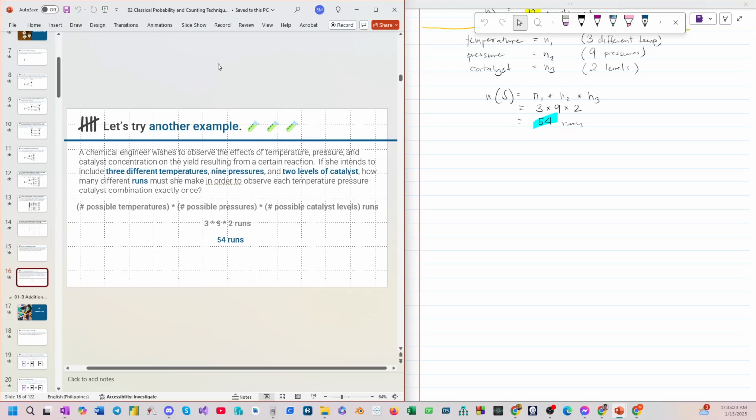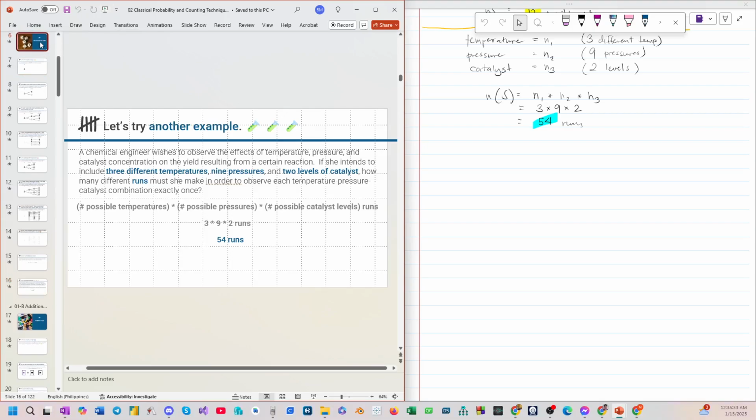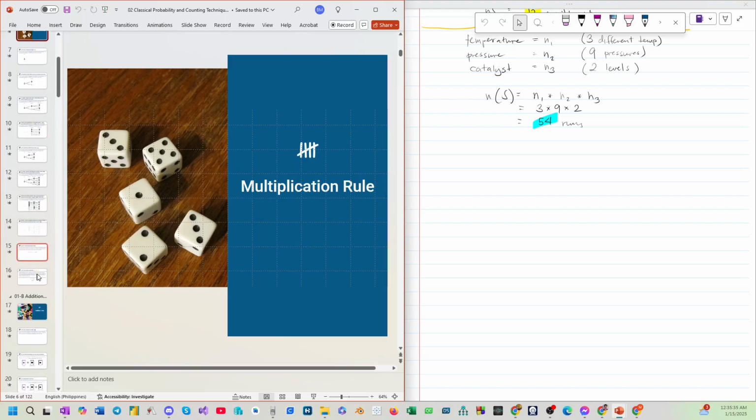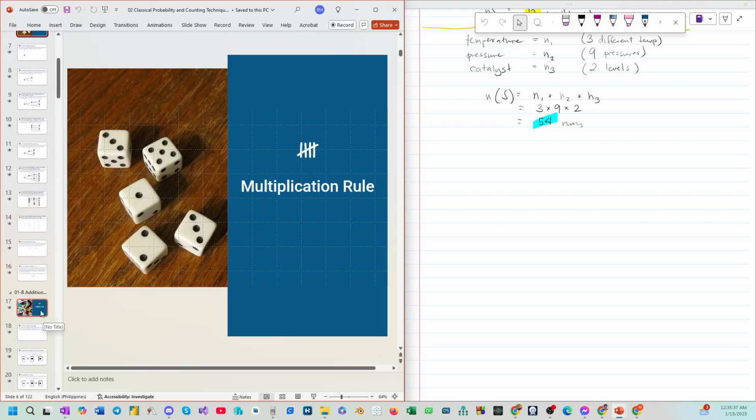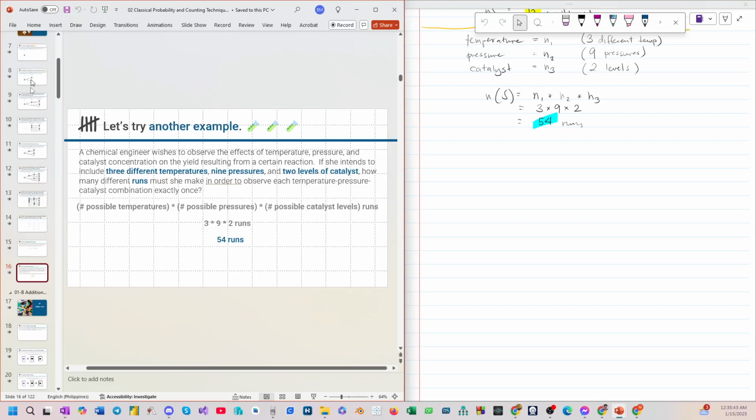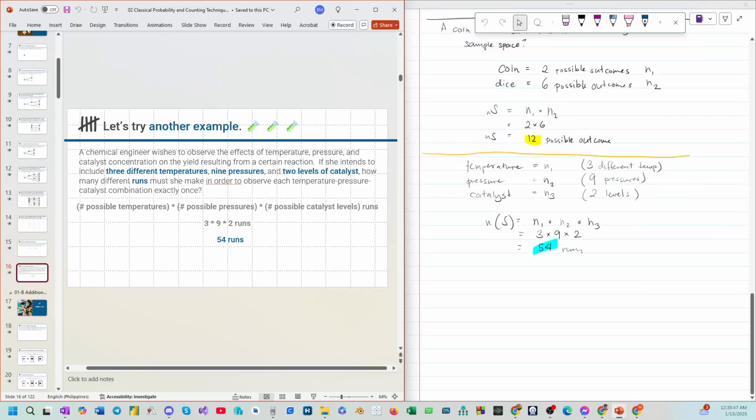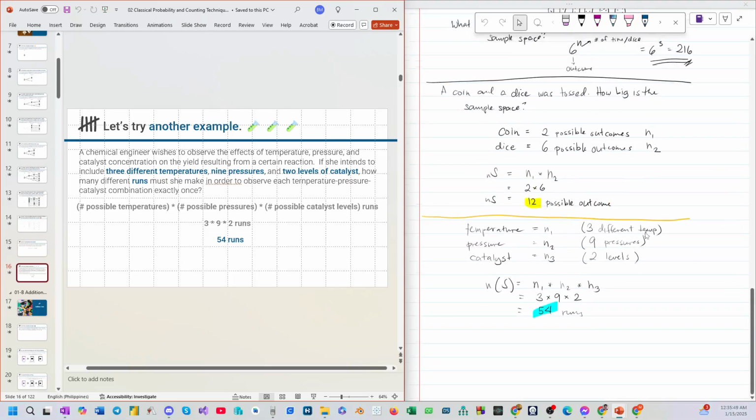Now, later on, we will have other examples for the multiplication rule. For now, let's just go through muna the slides, and later I will be answering some of the questions. I hope you can assimilate this muna, practice muna for this one. So andito naman yung ating mga examples sa paper.